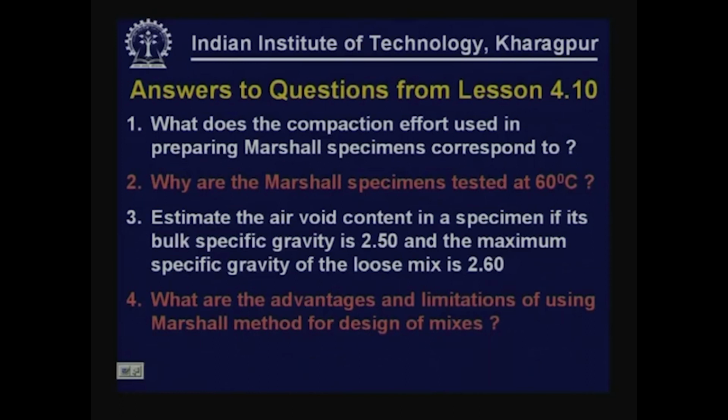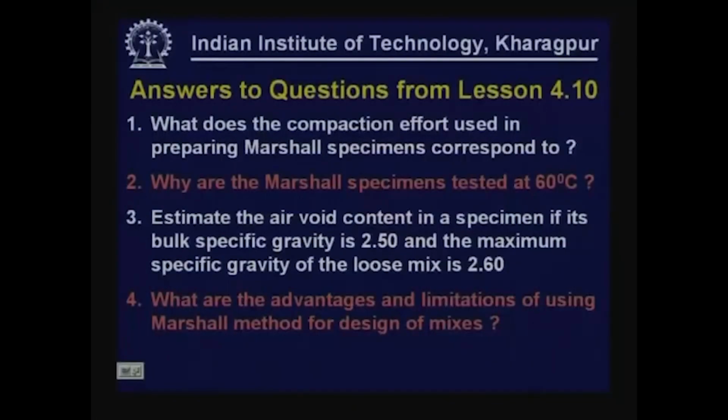Why are the Marshall specimens tested at 60 degrees centigrade? It is typically assumed that 60 degrees corresponds to the maximum pavement temperature that pavements are normally subjected to, especially in the United States, because this is the specification that has evolved in the United States.